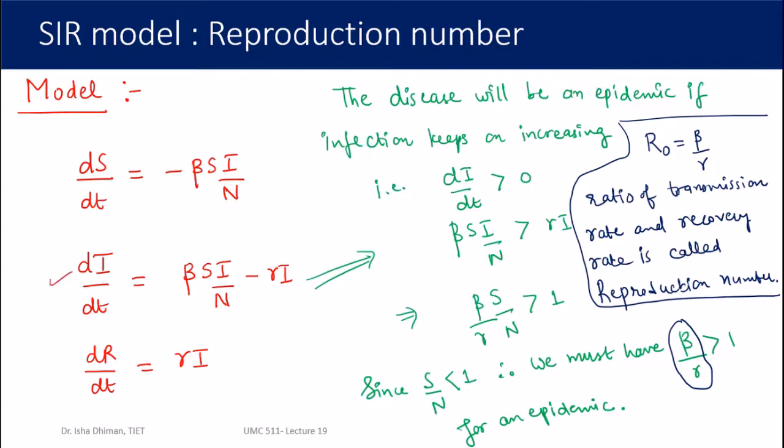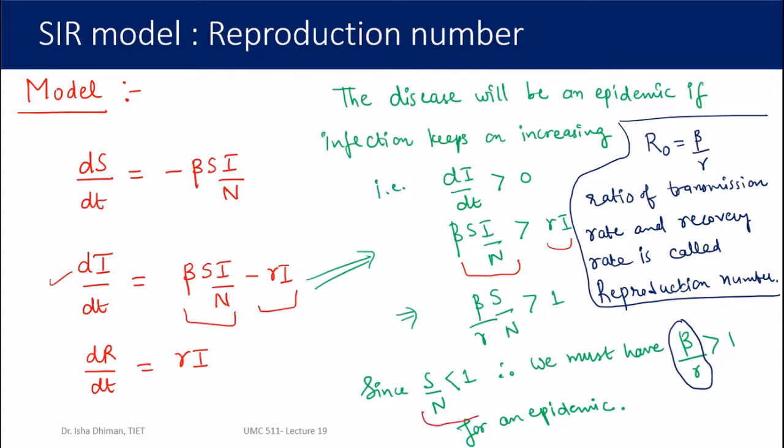So if this is positive, obviously if the derivative is positive, it means I is going to increase, the infection keeps on increasing. And we know that if infection keeps on increasing, that's a pandemic or epidemic. So positive means this factor is greater than this factor. So beta S I by N is greater than gamma I. You cancel I, so you get beta by gamma times S by N is greater than 1.